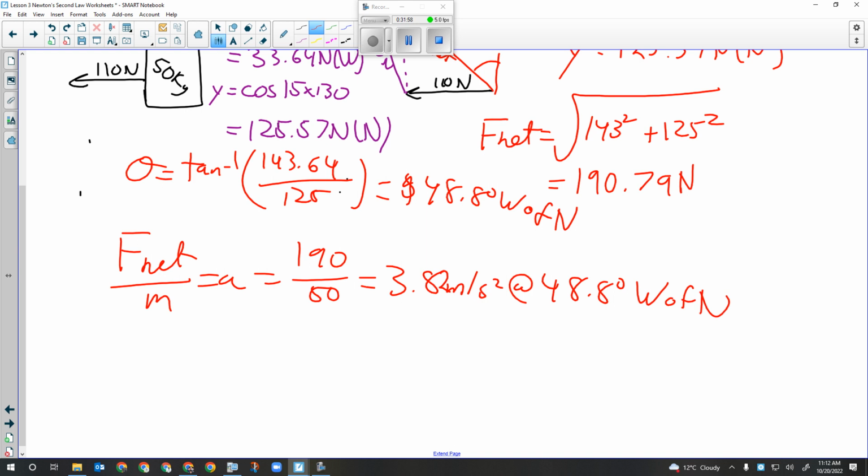41, 42 point, no, 41.2 degrees north of west, you'd also be fine. Okay, is that one making sense?